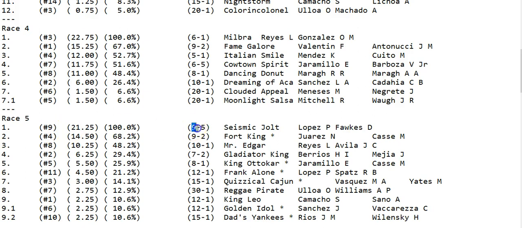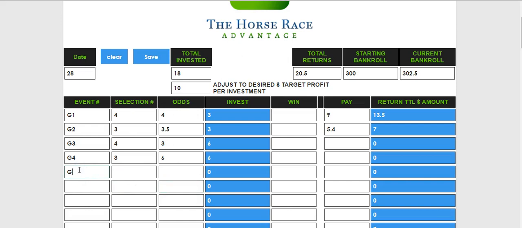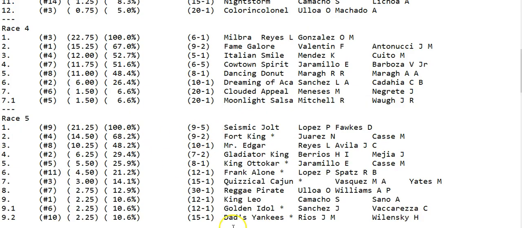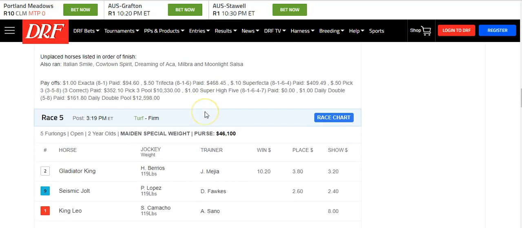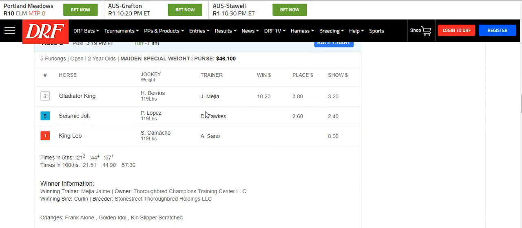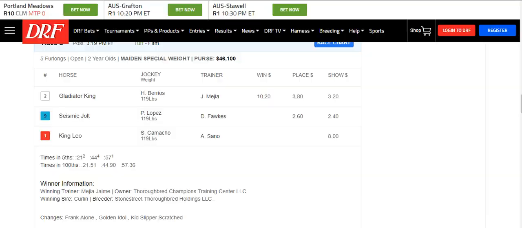Race 5, certainly we're not touching this horse. 9-5, walk away. You go down to the next horse, which is the 4 at 9-2. So race 5, we're going to go in G5. The 4 is 9 to 2, which is 4.5. Okay, so we're going to put that in, race 5, number 4, and let's see how that race unfolded. Again, let's make sure this horse did not scratch, and it did not. So you had a loss in that race.